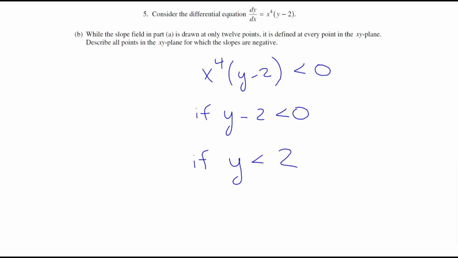So any point in which y is less than 2, and of course we can't have x equal to 0, because then the slope would be equal to 0. So if y is less than 2 and x is not 0, that's when the slopes are negative, and they gave you 1 point for part B.